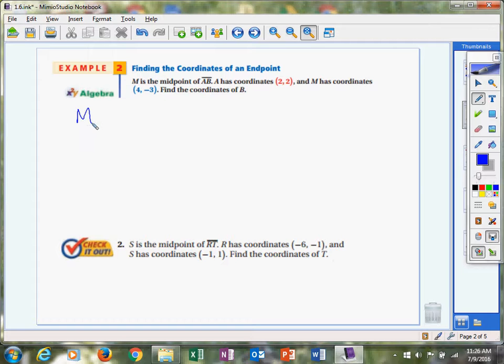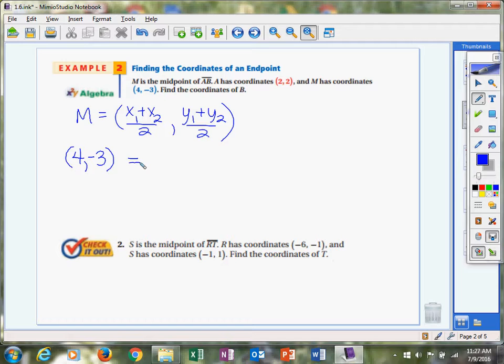We know that the midpoint formula is this: we add our x's and divide by 2, and we add our y's and divide by 2. That's pretty understandable. But what if they give you the midpoint? And they did. They said M is our midpoint, and the midpoint is (4, -3). We're supposed to figure out what the other things are.